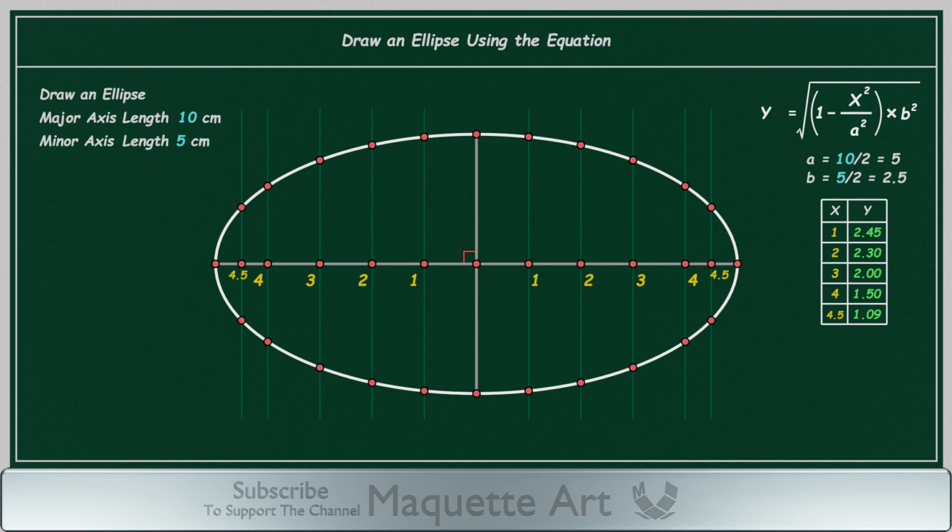And that's it. Your ellipse is complete. As you can see, using the equation makes the process very accurate, even with just a few calculated points. You can try this method with different axis lengths and see how the ellipse shape changes.